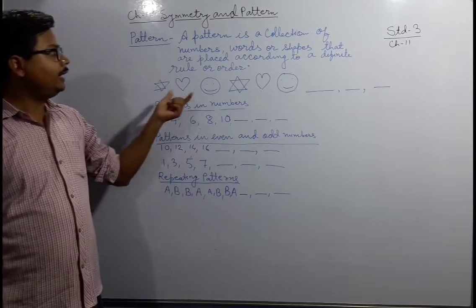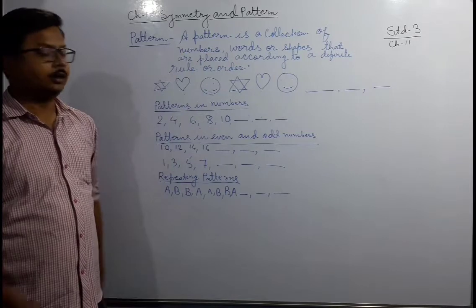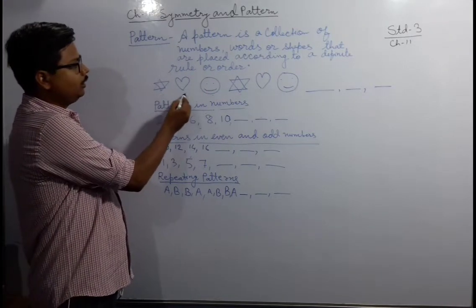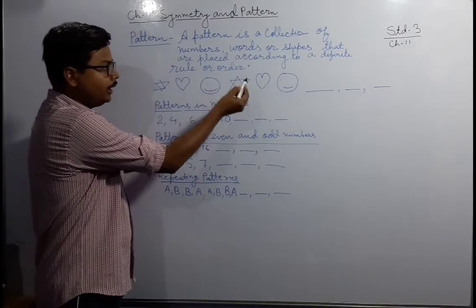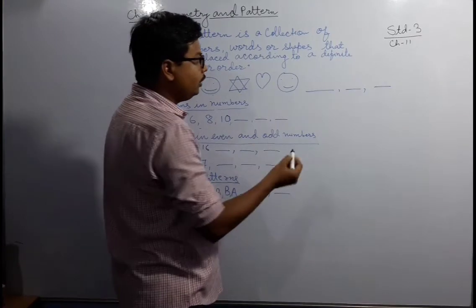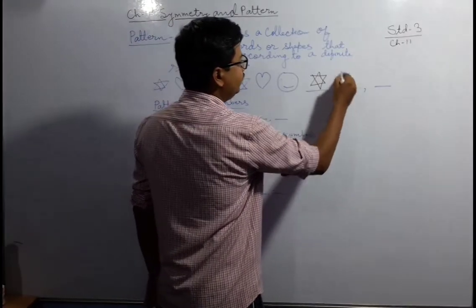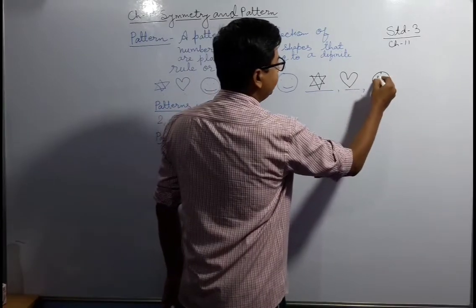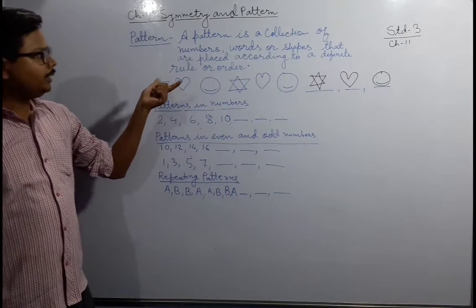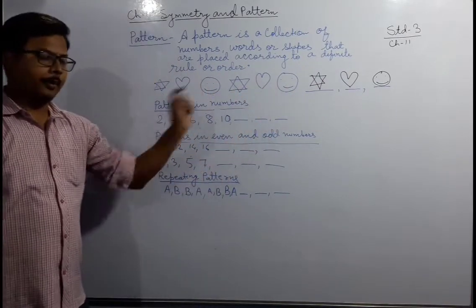As you can see here, I have made a few figures to help you understand. Let us see how. Star, heart, smiley is drawn. Again, star, heart and smiley is drawn. So next will be star, then heart and again smiley. As you can see in this question, a particular pattern is followed. Okay, so this is called a pattern.